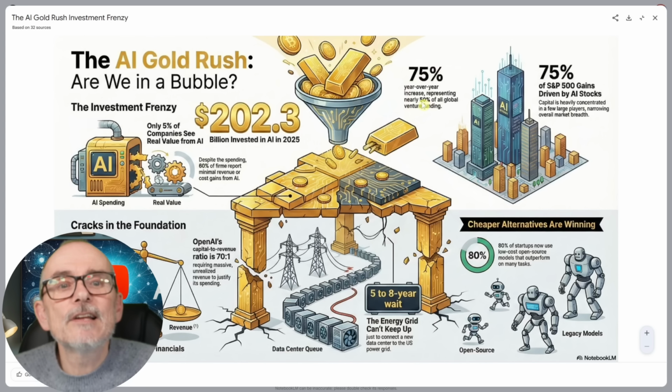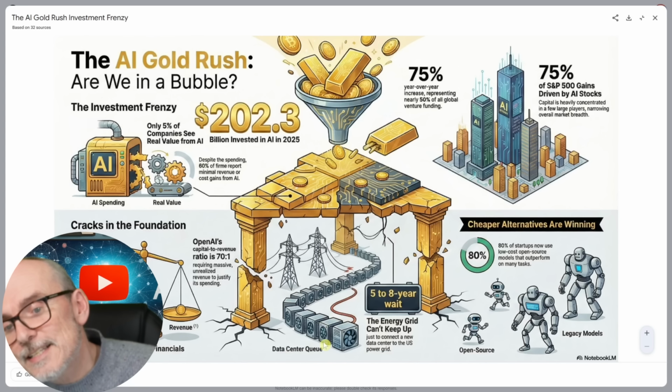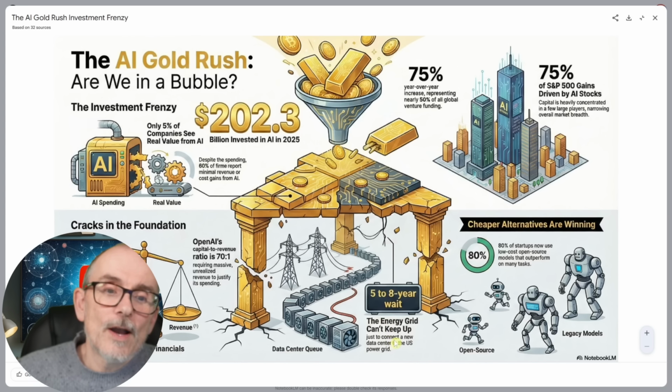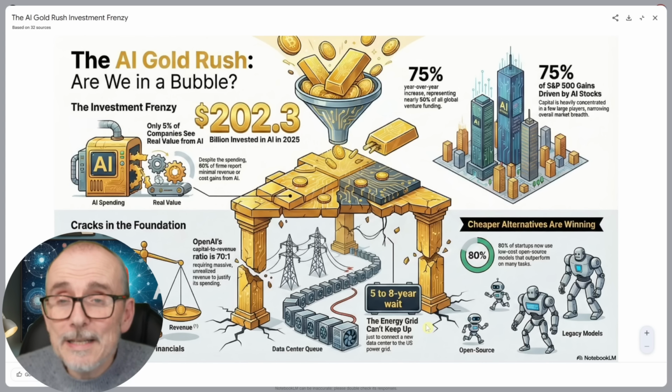75% year-on-year increase, representing nearly 50% of all global venture funding going into AI. 75% of S&P 500 gains driven by AI stocks. Cheaper alternatives are winning. Open source, etc. Legacy models, data center queues, 5 to 8 year wait for the energy grid to keep up. So how cool is that? How cool is that? From those sources, it's produced this beautiful picture.